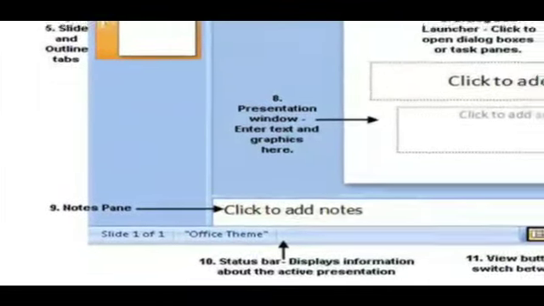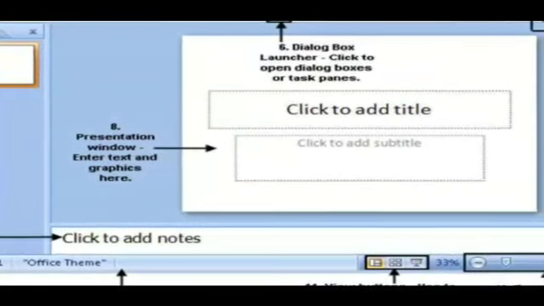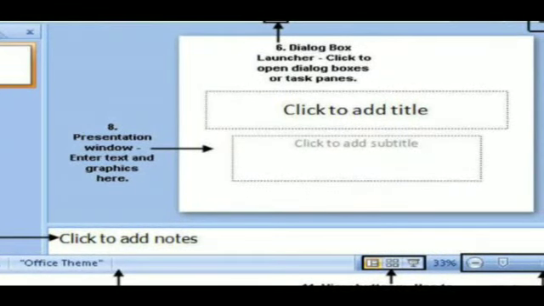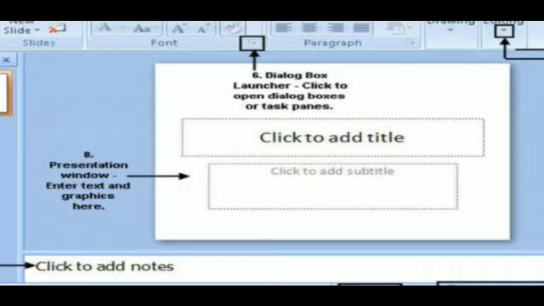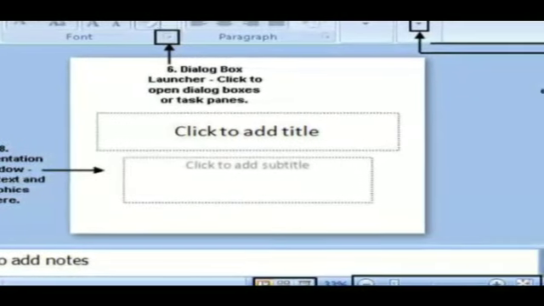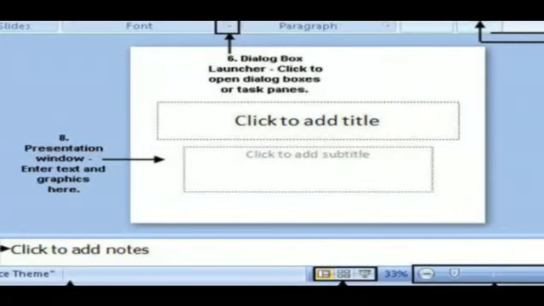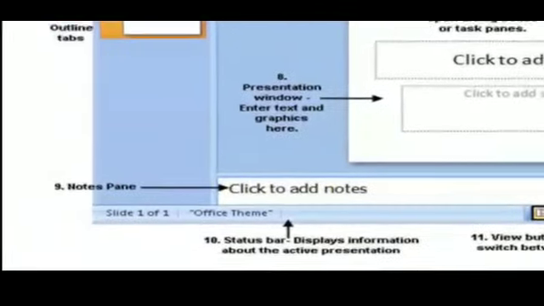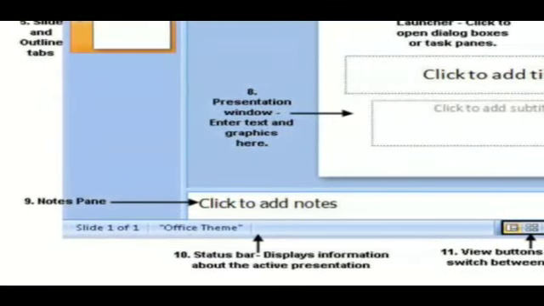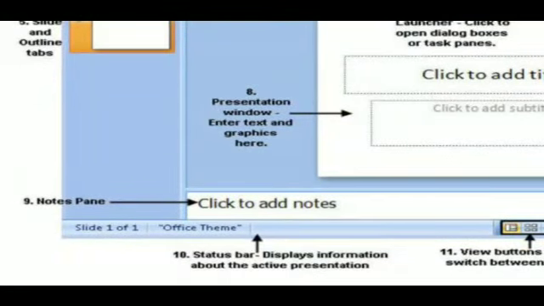The next is the presentation window. This is the presentation window. You can enter text and graphics here. By default, this slide will be displayed on the screen. Whichever slide layouts you require, you can add here. That one we will discuss in the next session. And next, this is the notes pane. Related to this presentation, you can add notes here in the notes pane, like key points or important information.